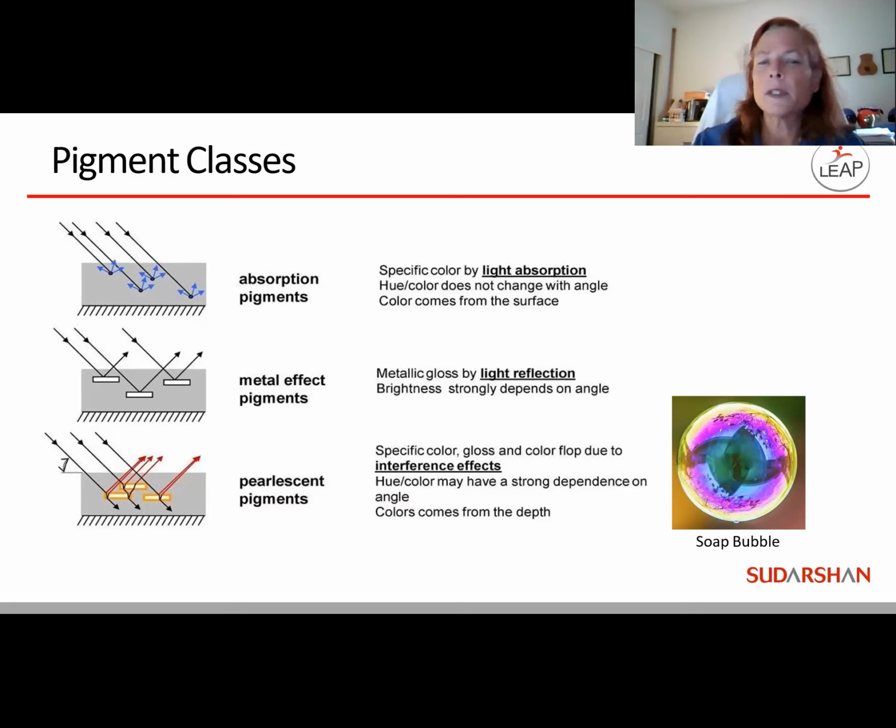Metal effect pigments or aluminums, they reflect 100% of the light because they are opaque to the light. And the brightness of that effect strongly depends on the angle of viewing. And then lastly, the last category, of course, is the pearlescent pigments. And here you're gonna have a combination of reflectance and transmission because these pigments are somewhat opaque and allow some of the light to transmit through. And here the color has a strong dependence on the angle and the depth of the viewing also enhances the color as well.